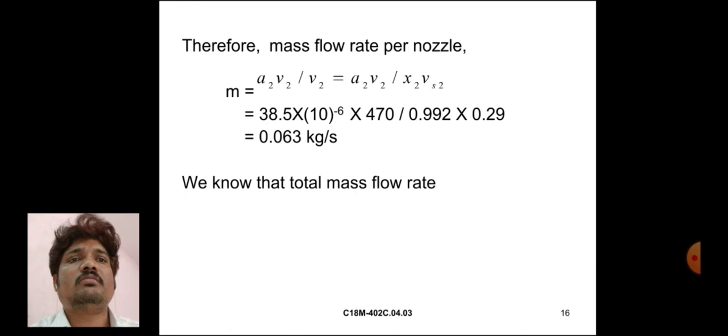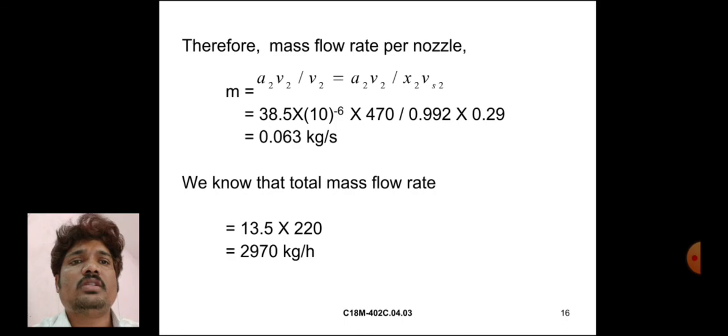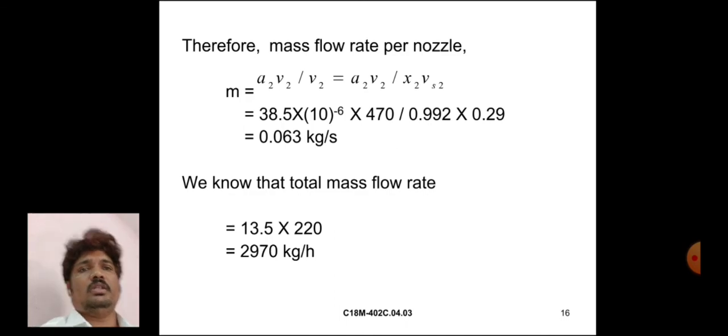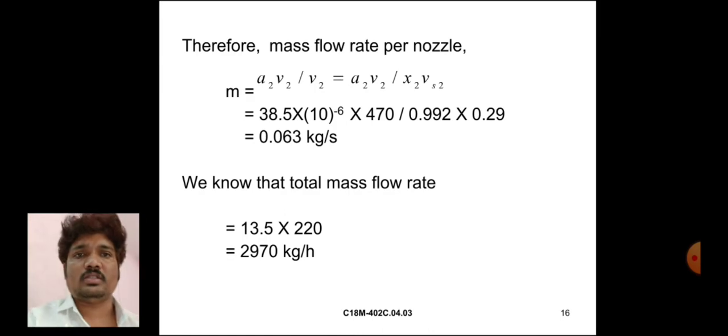We know that total mass flow rate is 13.5 into 220. This is 2970 kg per hour. Total mass flow rate to the nozzles is 2970 kg per hour, which is 0.825 kg per second. Hours is converted to seconds by dividing by 3600.